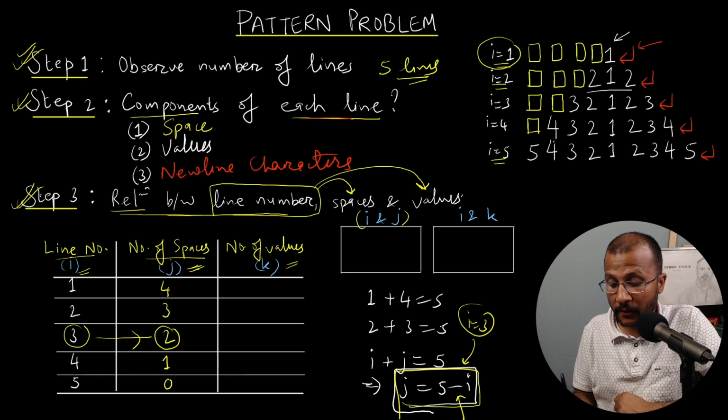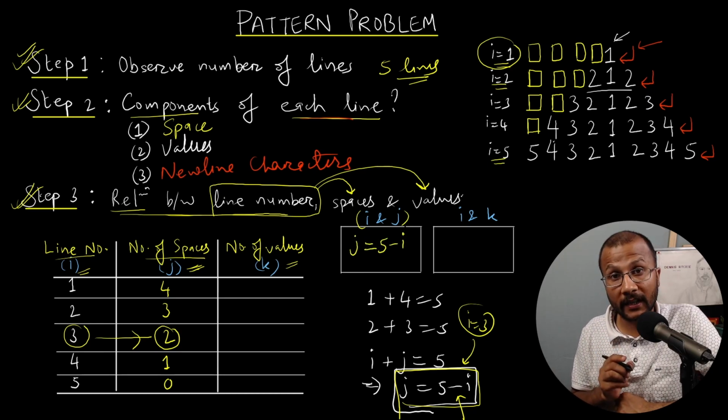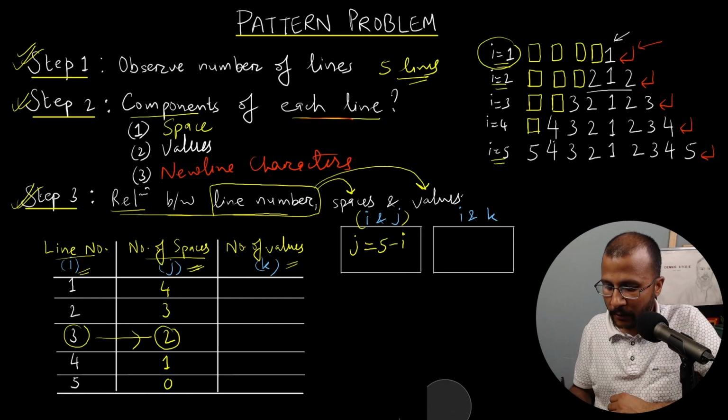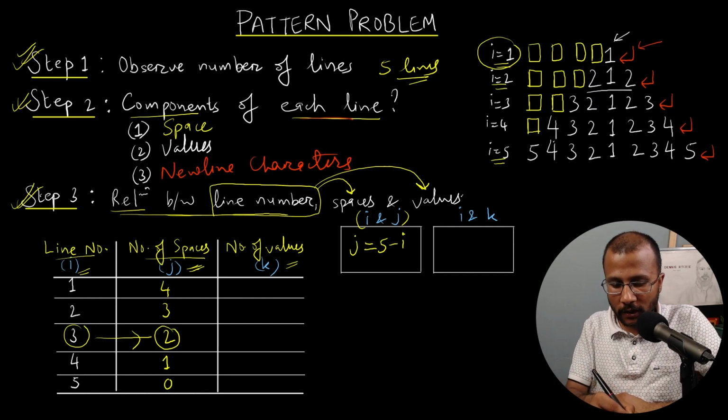So what is the relationship between I and J? I can write J is equal to 5 minus I. So first of all you need to note down the relationship between line number and number of spaces. It's very simple. Now let's try to find out the relationship between line number and total number of values.